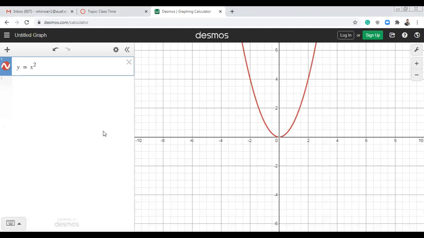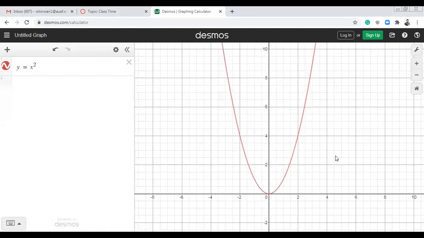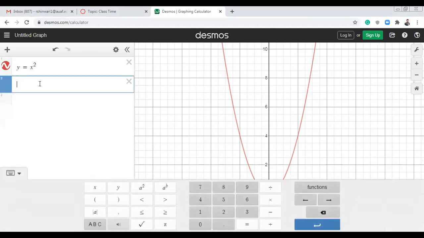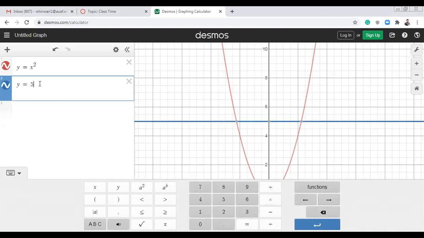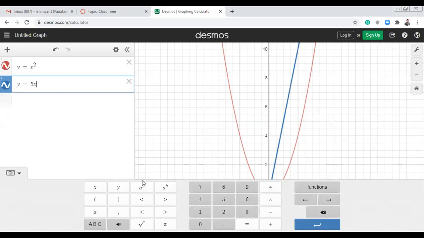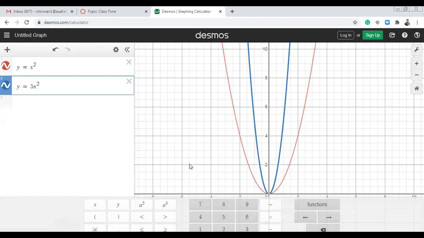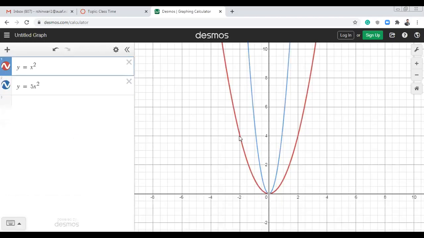Okay, we have the graph of y is equal to x square. And if you multiply with a positive number, y equal to 5x square, you can see the red one is for x square, the original function. When you multiply with 5, the graph is shrinking. It's contracting, moving up, moving to the inner side.